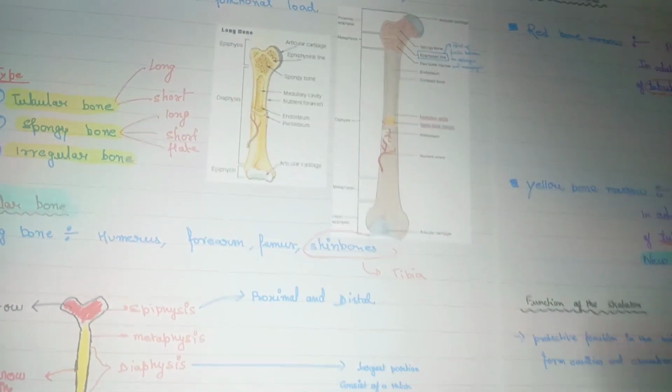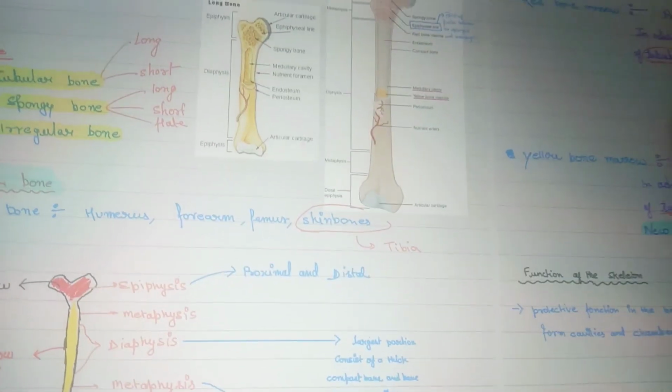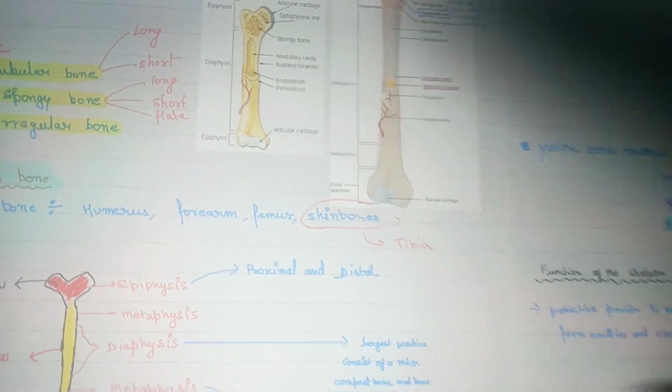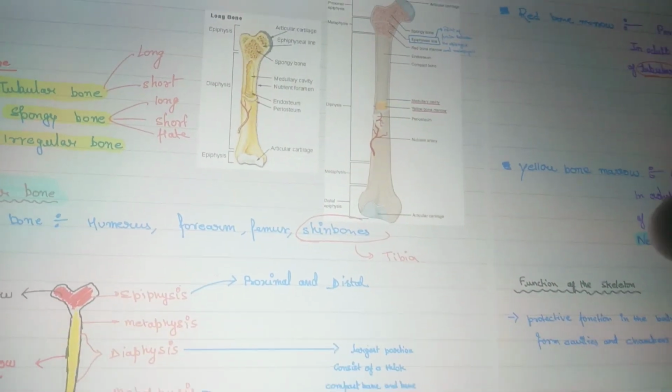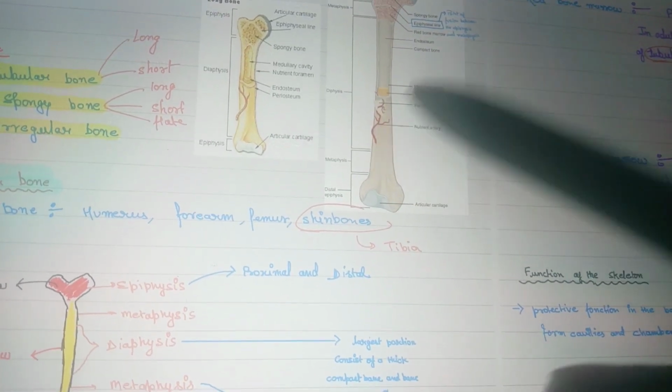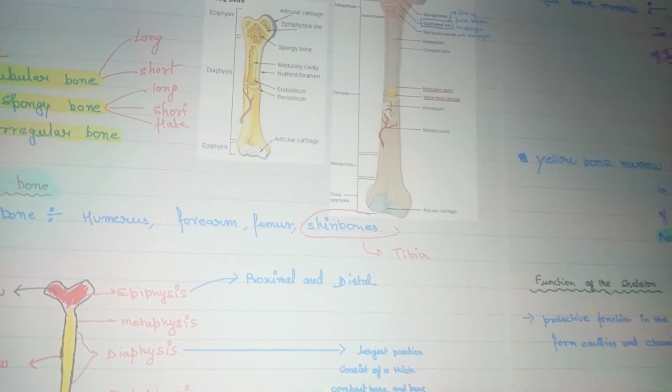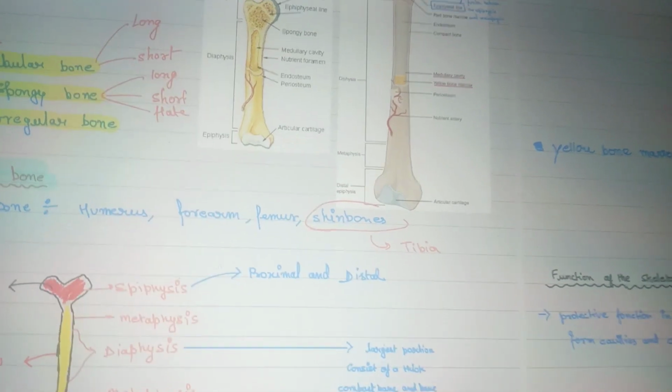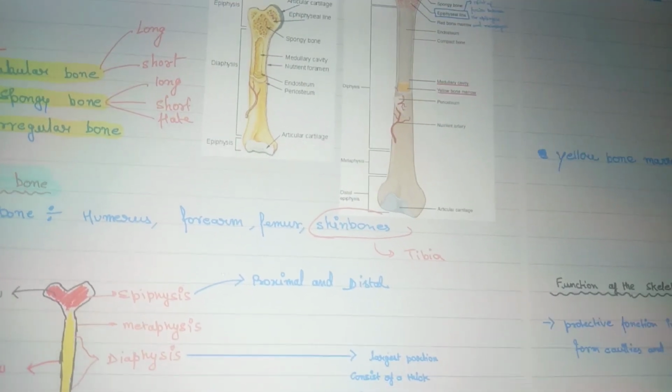If you talk about diagrams, I take diagrams from many sites. I take them from Google, from many apps such as Osmosis and Kenhub, I take diagrams from the Anatomy app, and I take pictures from the books.